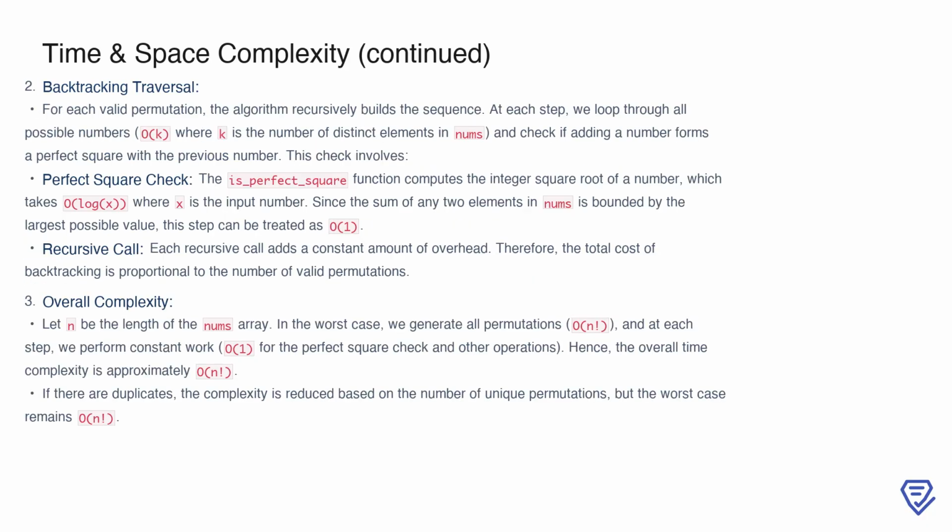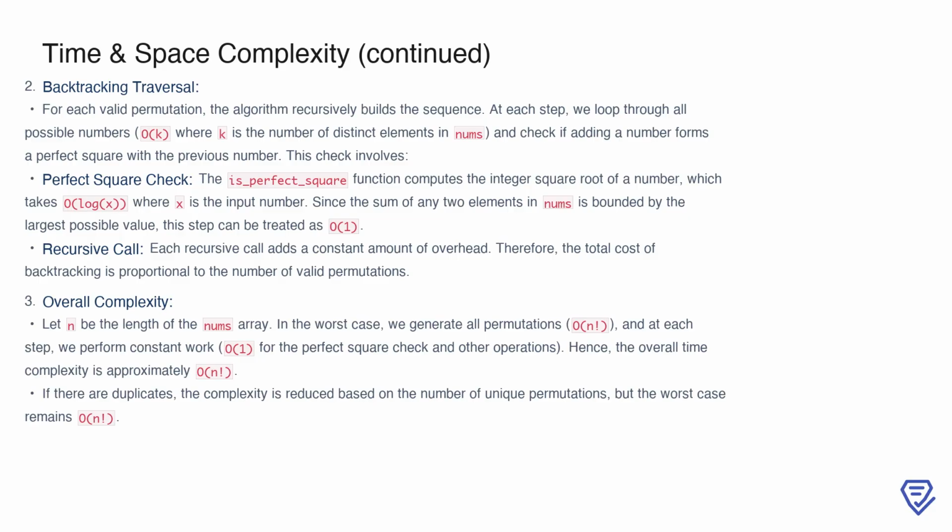Building on the permutations, the backtracking traversal itself has additional computational steps. For each valid permutation, the algorithm constructs the sequence recursively. At each step, it iterates over all possible numbers, which takes O(k) time, with k being the count of distinct elements in the array. Now, one key operation here is checking if the sum of two elements forms a perfect square. This is handled by the is_perfect_square function, which computes the integer square root in O(log x) time, where x is the sum.